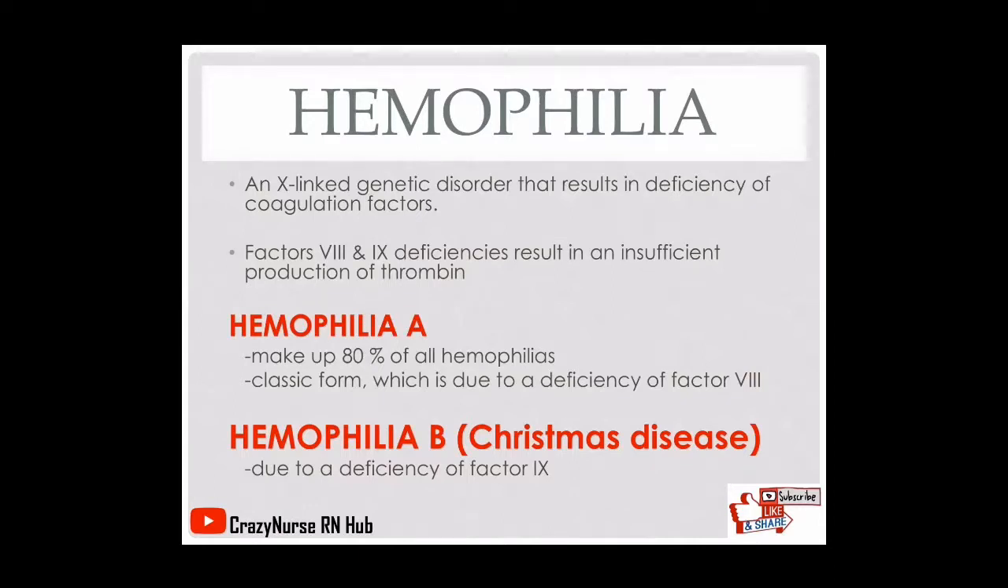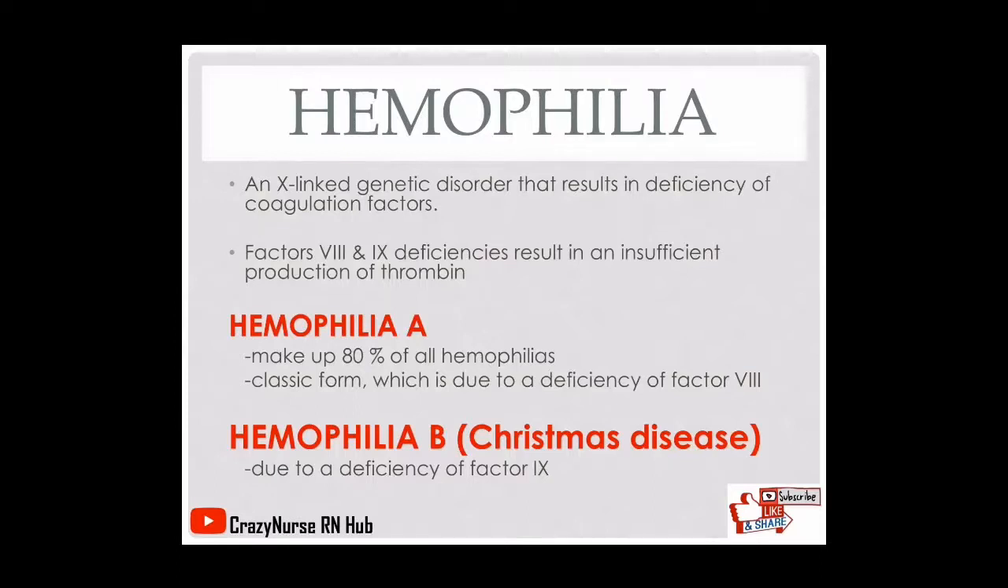It is an X-linked genetic disorder that results in deficiency of coagulation factors. Male patients are usually affected with this kind of bleeding disorder. Females or women are just carriers of this genetic disorder. Factor 8 and 9 deficiencies result in an insufficient production of thrombin. So the problem here in hemophilia is your clotting factors 8 and 9.